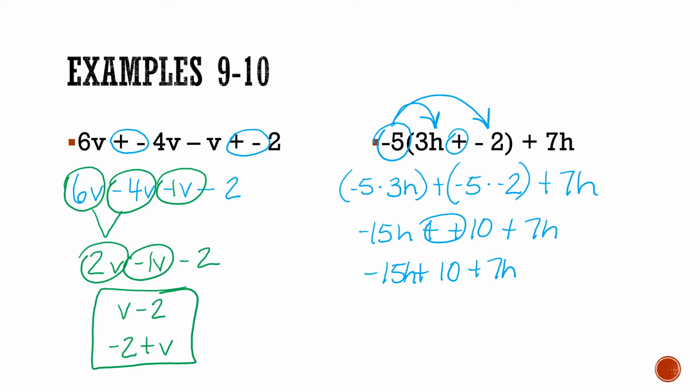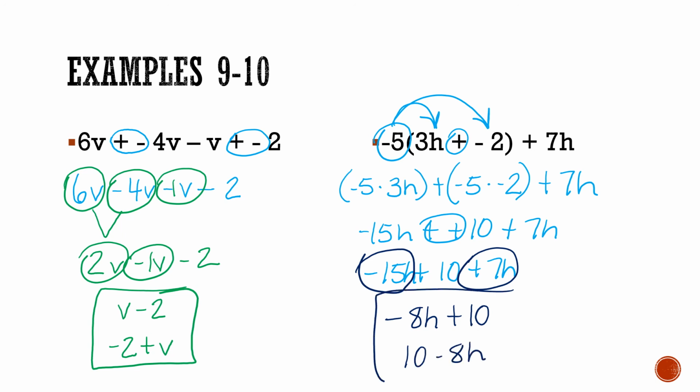Okay, so now we're going to combine negative 15h with 7h. Do you have more negative or more positive? You have more negative. And are you going to add or subtract 15 and 7? Since they have different signs in front of them, you will subtract them. So 15 minus 7 is 8h. And then bring down your plus 10. And to write that the other way, we would put 10 minus 8h.